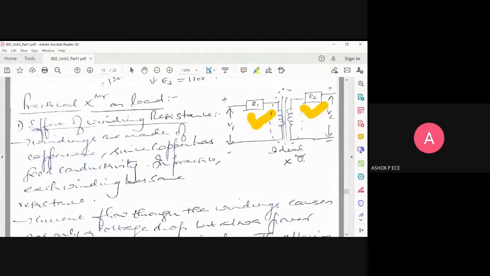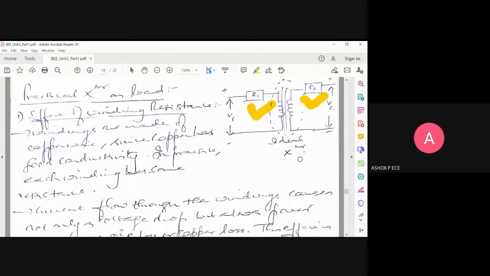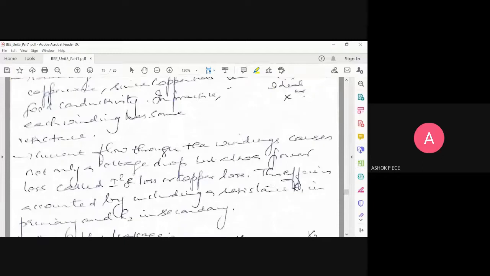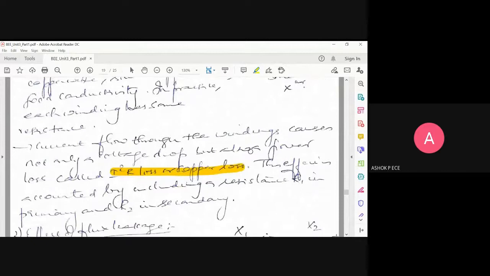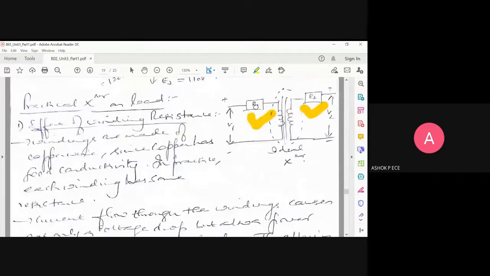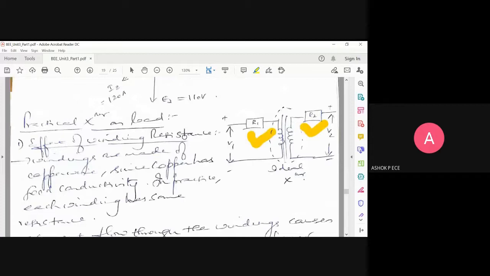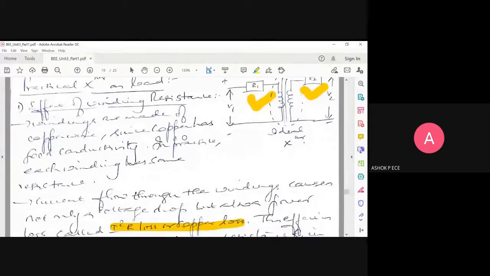The current flowing through the resistor is I1, and the loss happening is I1 square R1 at the primary and I2 square R2 at the secondary. So that is going to be the I square R loss, or copper loss. For accounting this loss, I'm adding two resistances, R1 in the primary and R2 in the secondary. This is the effect of winding resistance. In an ideal transformer, R1 and R2 will not be added because we assume the windings to be pure inductors only. Is that clear? So first, practical transformer on load, effect of winding resistance.